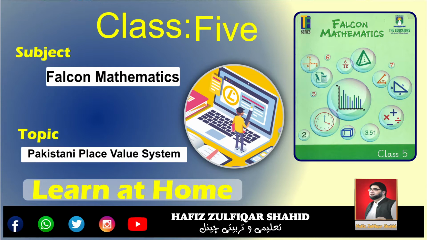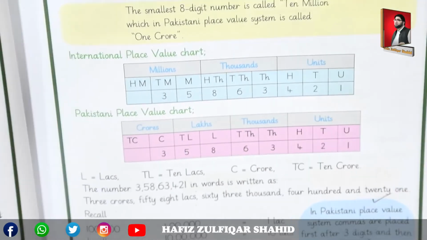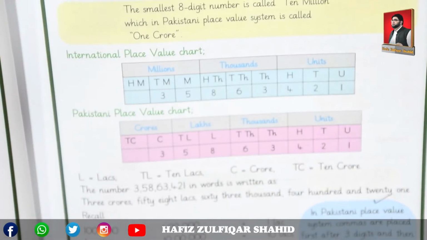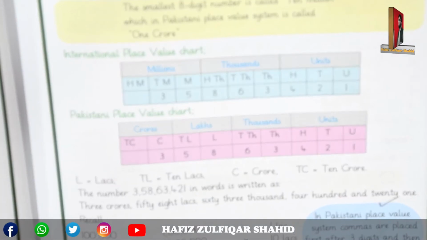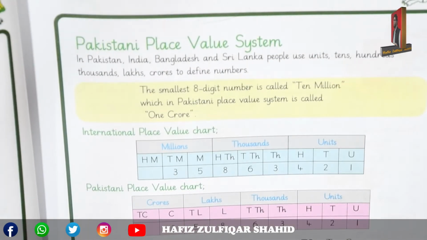Let's do some maths. Open Falcon Mathematics of class 5 and our topic is Pakistani place value system, on page number 7. We are doing Pakistani place value system of numbers and operations, unit number 1.